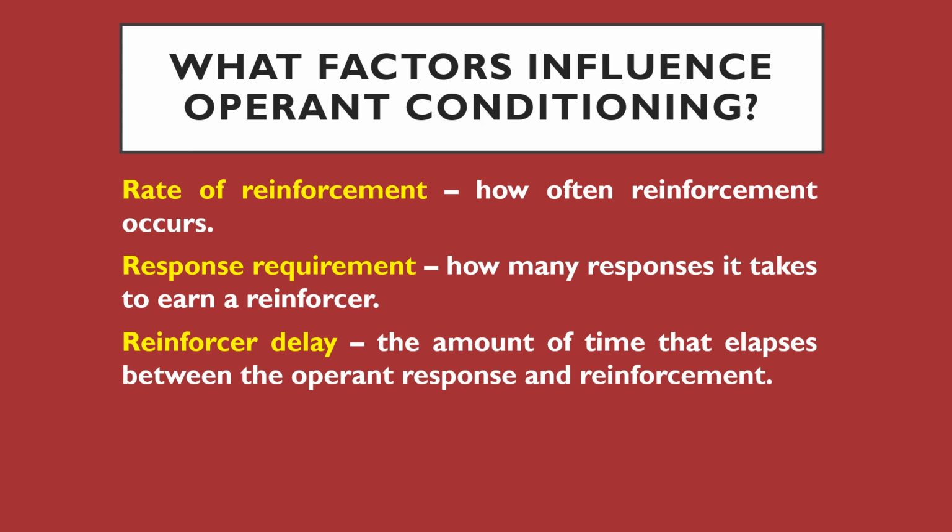The various factors include rate of reinforcement, that is, how often the reinforcement occurs. Then the response requirement, how many responses it takes to earn a reinforcer. Then the reinforcer delay, the amount of time that elapses between the operant response and the reinforcement. We will see this in detail.